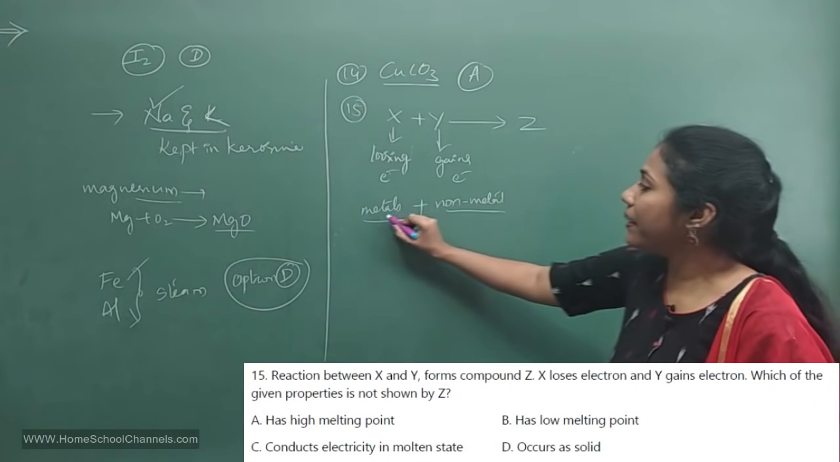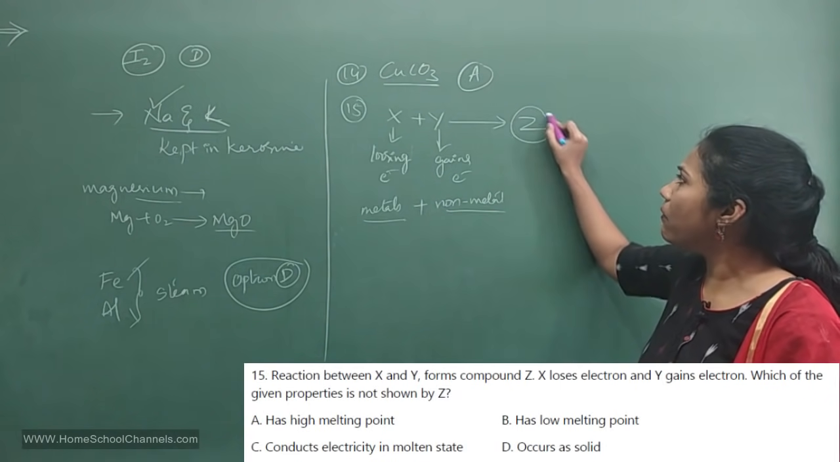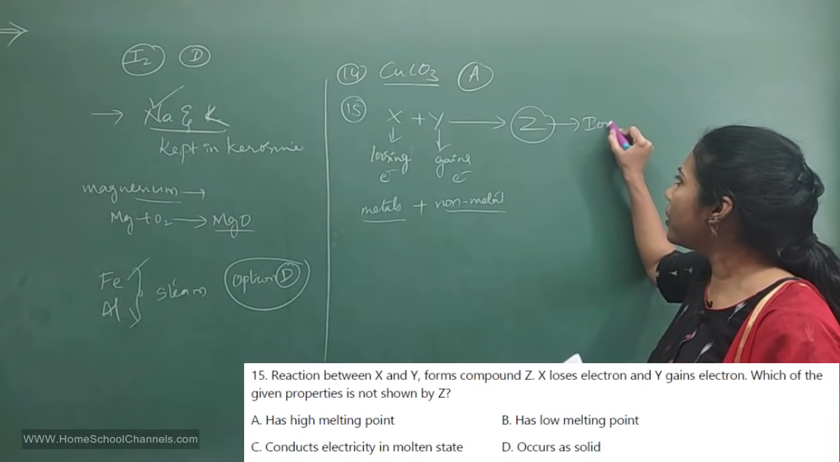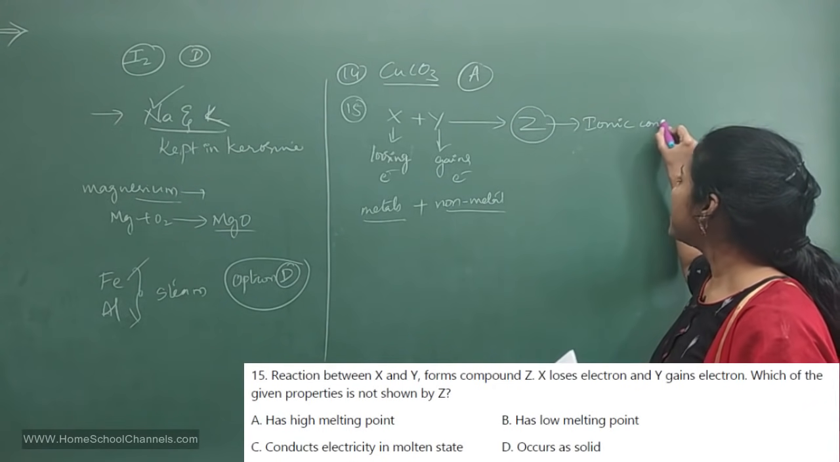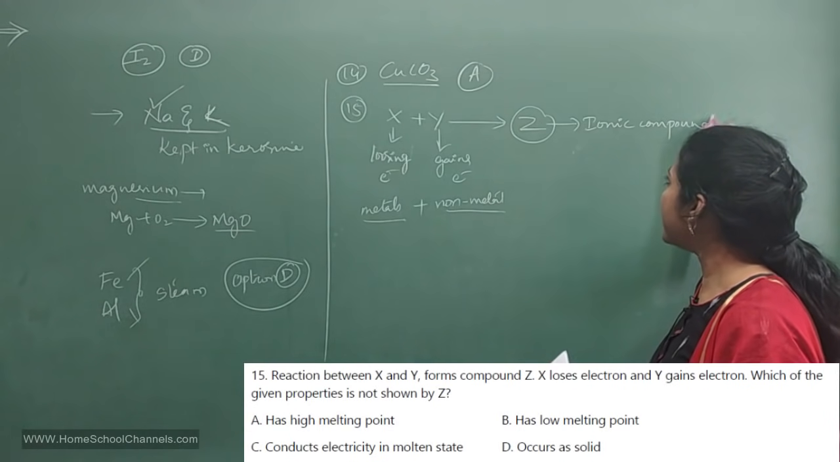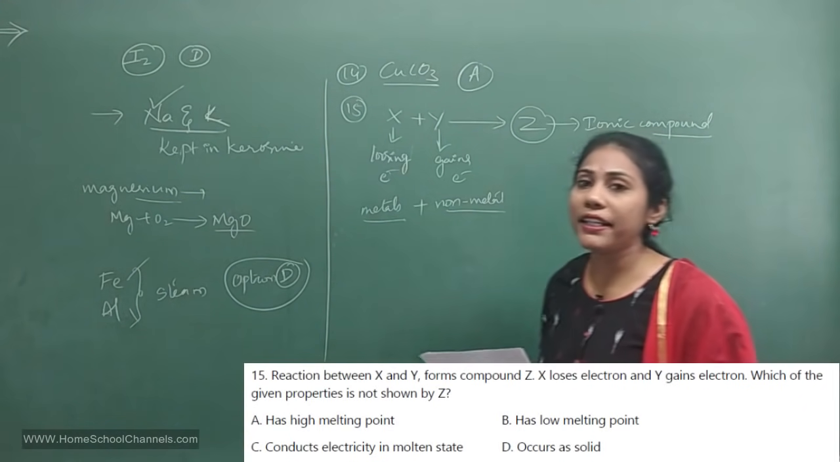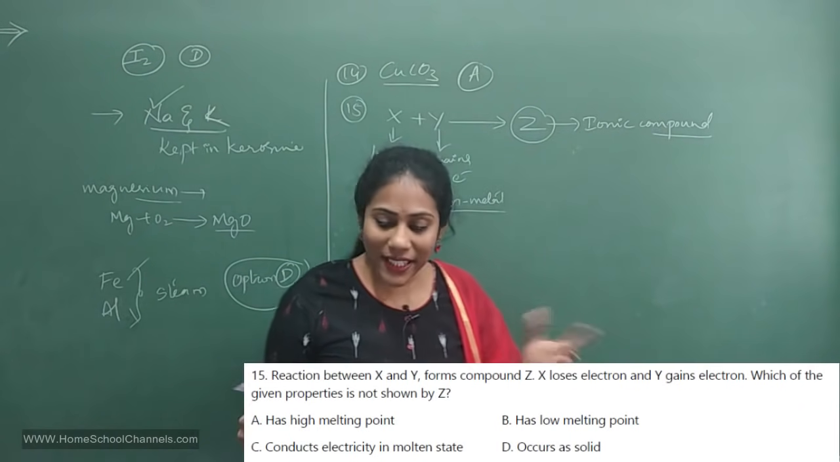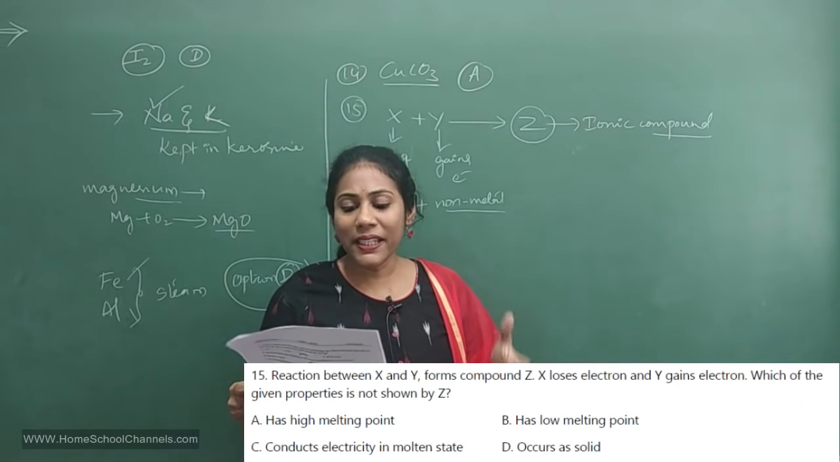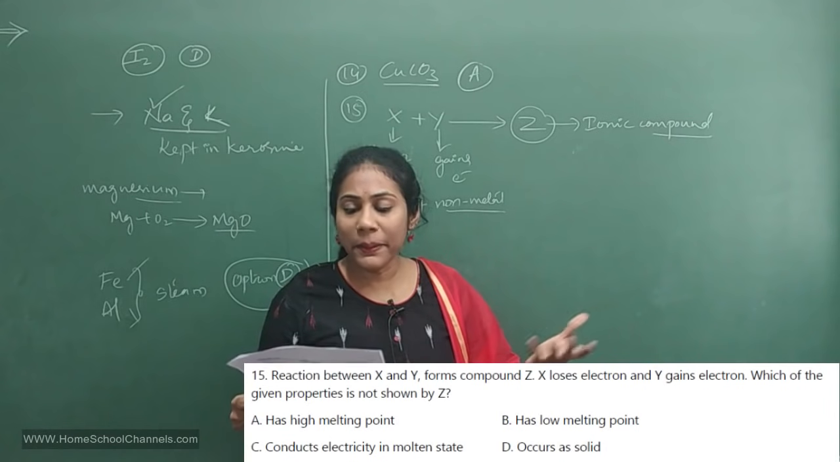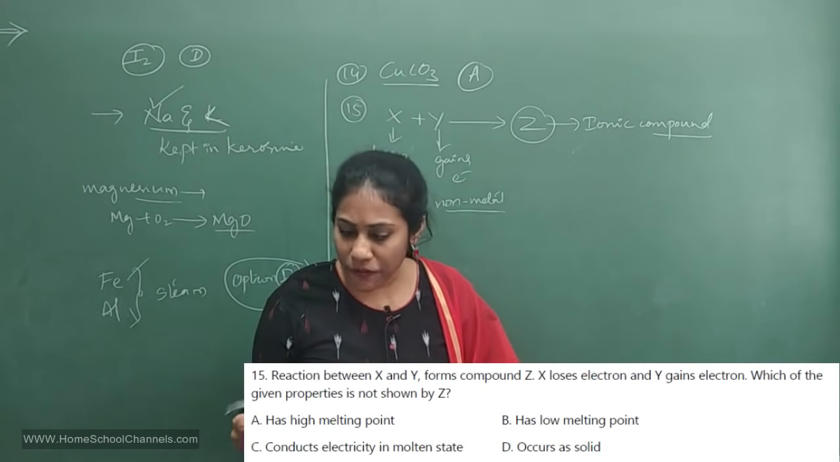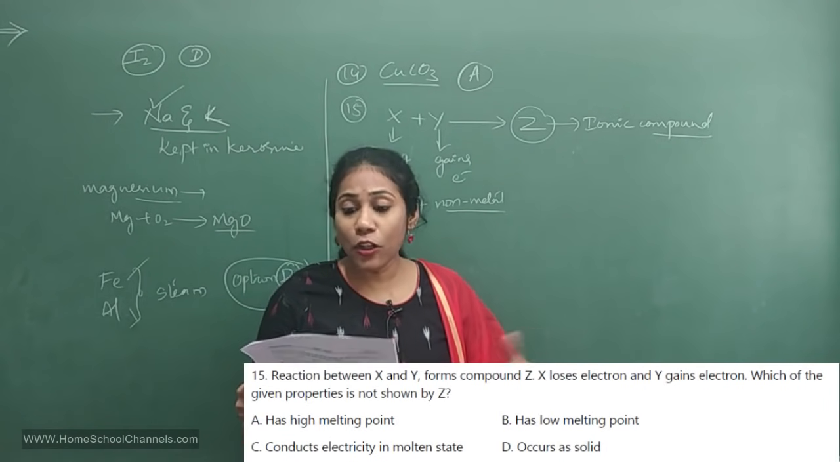That means, when a metal reacts with a non-metal, what type of compound is formed? So your Z is an ionic compound. This is what we understood. Our Z is an ionic compound. So which of the following is not a property of an ionic compound, they are asking. So read the sentences. A, high melting point. Yes, it is a property of ionic compounds. B has low melting point.